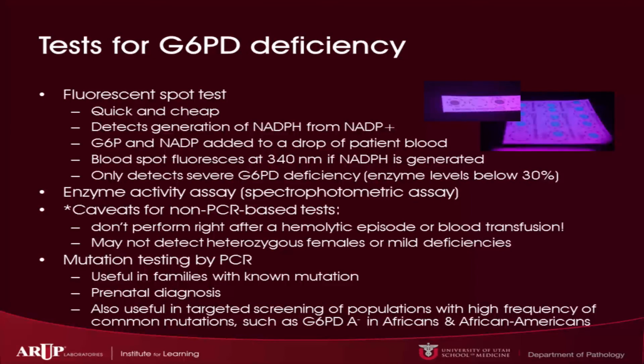However, all these non-genetic or non-PCR based tests become really irrelevant if the patient has been recently transfused, which is very common in cases of G6PD deficiency because these patients can have acute hemolysis. After the transfusion, obviously we won't be looking at the patient's red blood cells, we'll be looking at the transfused red blood cells. So the enzyme activity assay and fluorescent spot test are not that helpful.